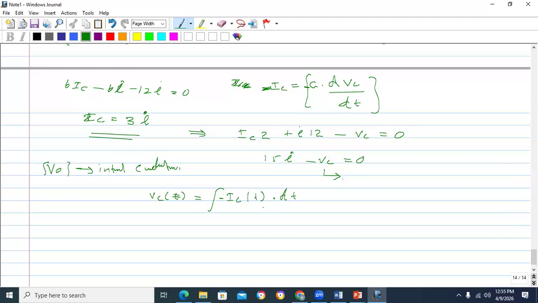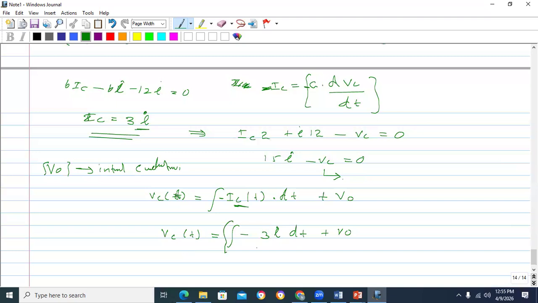So VCT is equal to integration of ICT dt plus there should be an initial voltage that is V naught. Now ICT is equal to again 3I, no? So instead of ICT, you can put 3I here. So you will have VCT equal to integration of minus 3I dt plus V naught. Now what you need to do?